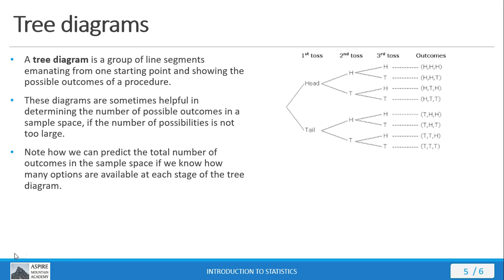Note we can predict the total number of outcomes in the sample space if we know how many options are available. Here we've got a tree diagram showing a coin toss. In the first toss, we can get a head or a tail. Then we toss it again, so we can get a head or a tail after each of those. In a third toss, we can get a head or a tail after each of those. And so we just read off the outcomes. The first one is head, head, head. So that's the first outcome. Then we have head, head, tail. That's the second outcome.